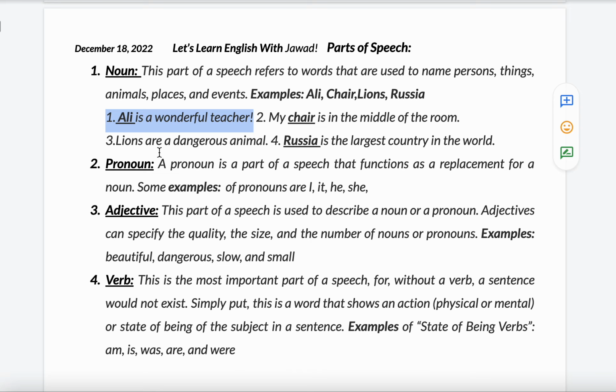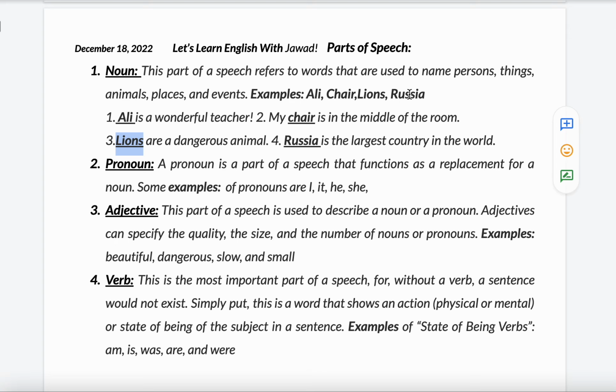The third sentence: lions are dangerous animals. This talks about a type of animal. If we compare animals, we can say an ant is a dangerous animal, but here we talk about lions. Lions are dangerous animals.